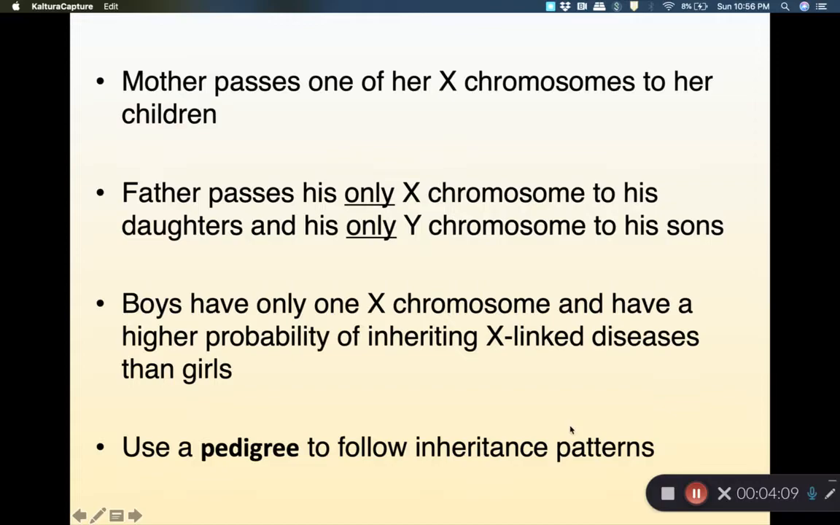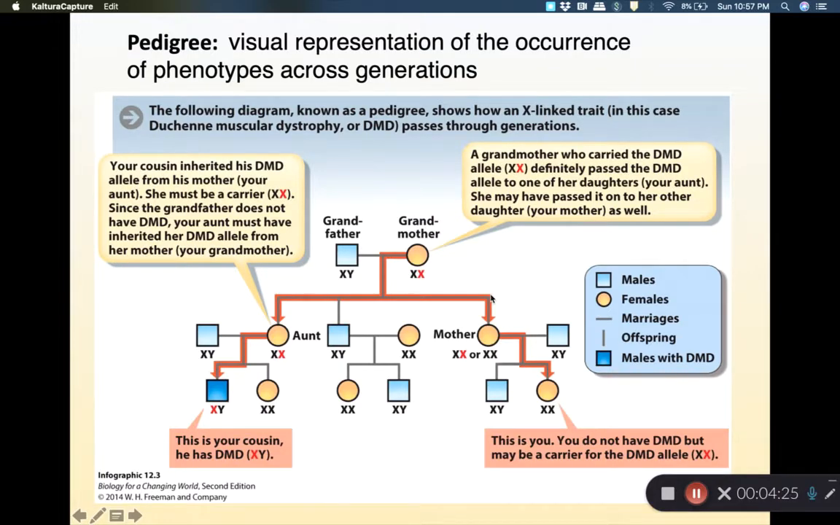And a way that we can look at this in understanding different inheritance patterns, we use a chart called a pedigree analysis to really understand how inheritance patterns might affect different families. So a typical pedigree chart might look like this. Again, this is just a visual representation of the occurrence of different phenotypes across generations. So you start up at your oldest generation, where you have circles detailing those that have XX chromosomes, and squares detailing those who have XY chromosomes.